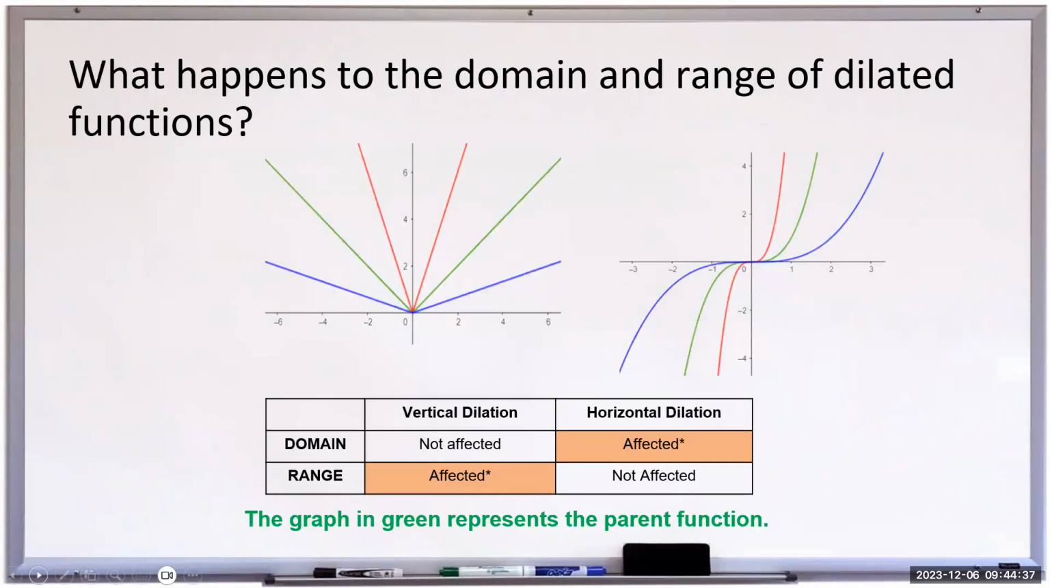So what happens to the domain and range of dilated functions? In general, for vertical dilation, the domain of transformed functions remains the same, whereas the range may vary. Okay, so it may or may not be affected by vertical dilation. On the other hand, for horizontal dilation, the domain may be affected, whereas the range is not affected, or it remains the same.